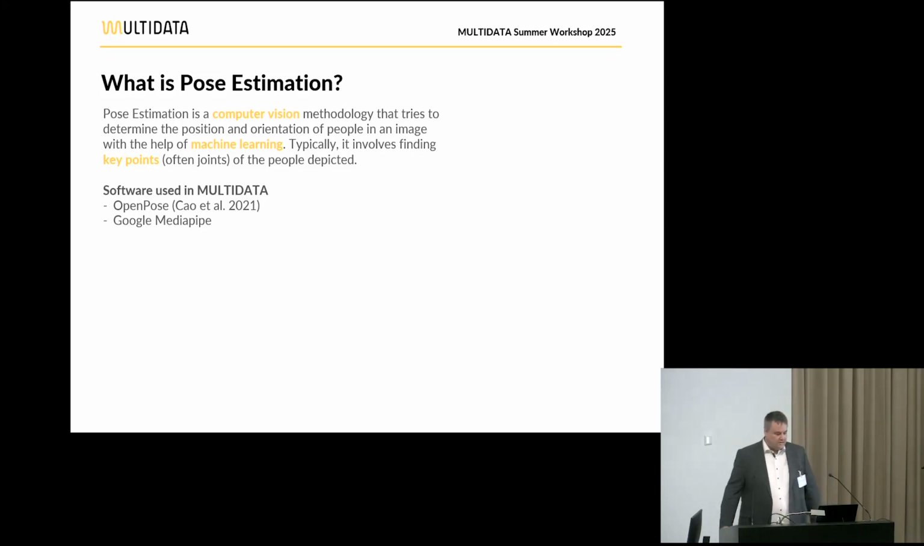Now, the software that we're using in MULTIDATA, we're using two types of software because we are actually joining multiple teams here, as you heard. So the Erlangen and Murcia team traditionally have always worked with OpenPose because at the time we started this, MediaPipe wasn't at a state yet where it could use multiple people in the same frame. Whereas the MPI team has actually been using MediaPipe very successfully, and we'll see some of that later on.